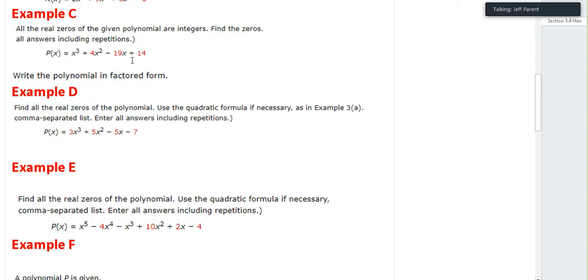Let's move on to the next one. All the real zeros of the given polynomial are integers. Find the zeros, including repetitions. Okay. Let's take a look here. So this is example C. Let me copy that down.